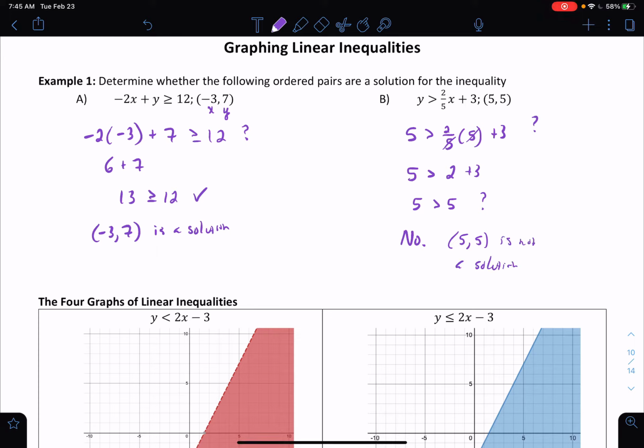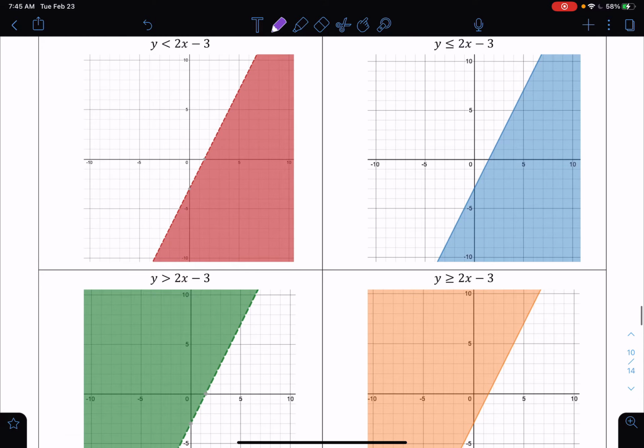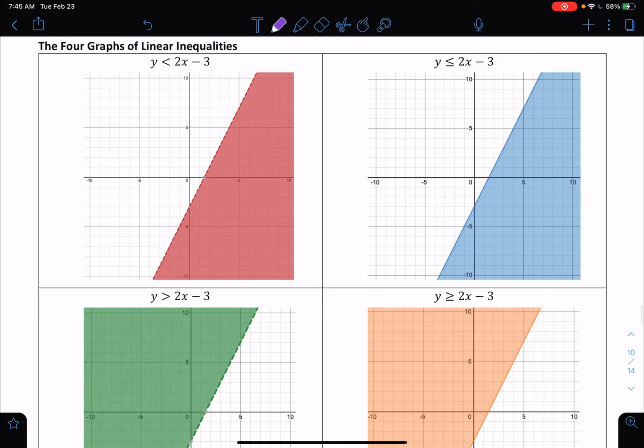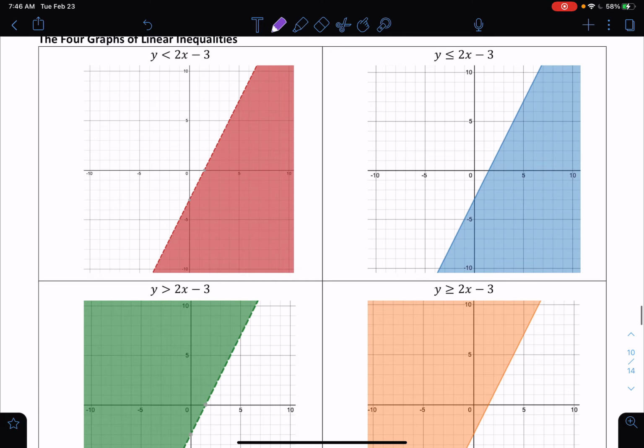All right, and the reason we're talking about solutions is because these are the different types of graphs we could have for inequalities. Now, if you recognize, the boundary line of each of these is y equals 2x minus 3. It's the same exact boundary line in slope-intercept form. But the shading of it looks completely different. Now, why is there shading? Why isn't there just a line? Remember, this is an inequality symbol. So it's not saying y equals 2x minus 3. I'm not restricted to just what's on the line.